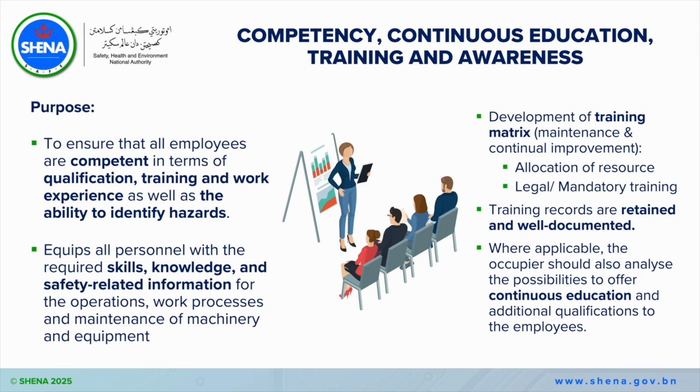To support this, the organization must develop a training matrix. This isn't just a one-time record, but a tool for ongoing maintenance and continuous improvement. The matrix should allocate the right resources for training and capture legal and mandatory training requirements specific to different roles. Another key point is ensuring that training records are retained and well documented. This helps demonstrate compliance during audits and reviews and ensures the employees are consistently up to date. And finally, where applicable, the employer should analyze opportunities for continuous learning, whether through refresher courses, upskilling programs, or offering employees the chance to gain additional qualifications.